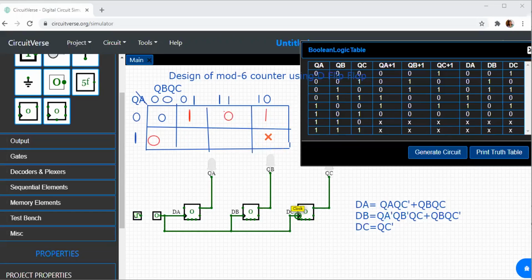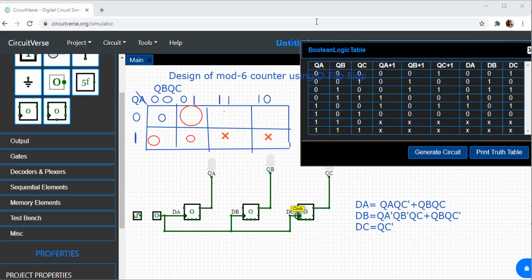And this is the truth table K-map for DB. DB is equal to 0, 1, 1, 0, 0, 0, X, X. There is one pair over here and there is a single. This pair results in QB QC bar and the single is QA bar QB bar QC.